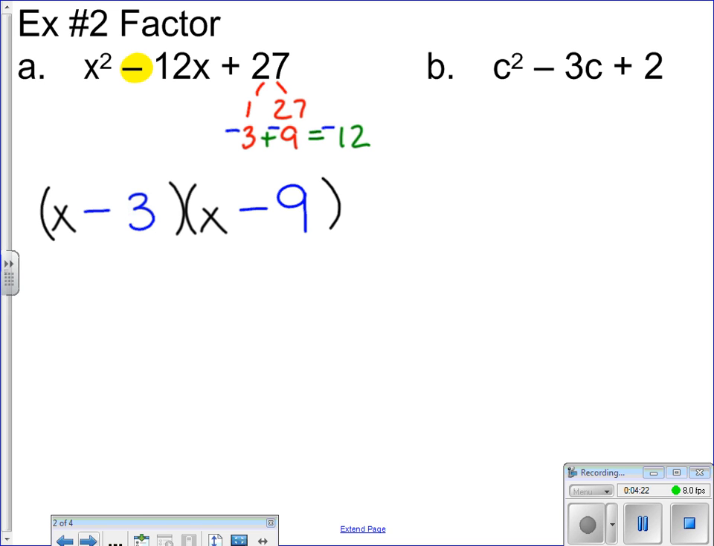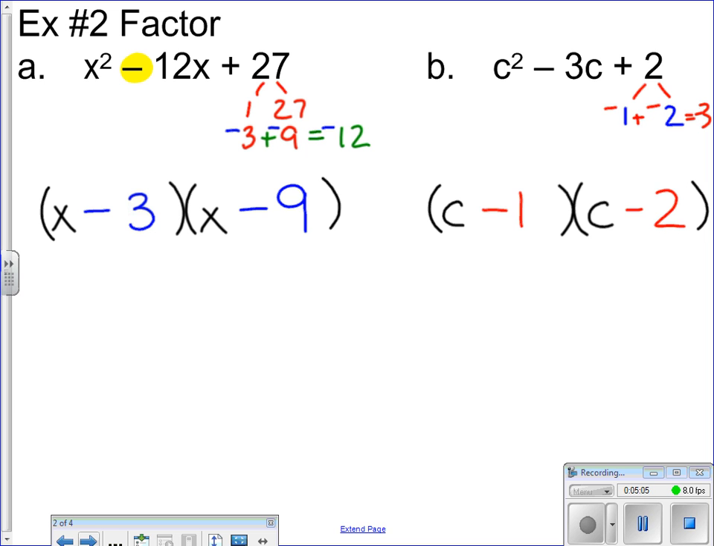So I'd like you to try to figure out what times what makes 2. And in this problem, I'm going to put some c's, since it's a c squared, not an x squared. Okay, so the only way to multiply and get 2 is 1 times 2. Well, I still need a negative 3, so I'm going to make negative 1 and negative 2, because if I add those two together, I still get negative 3. So I'm going to have a minus 1 and a minus 2 in my two-factor parentheses.